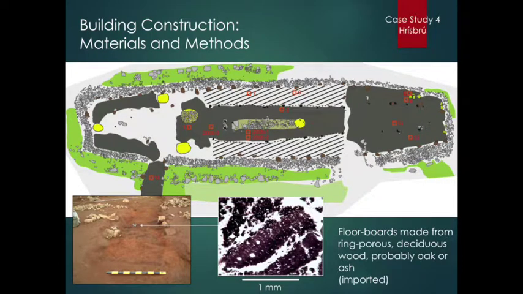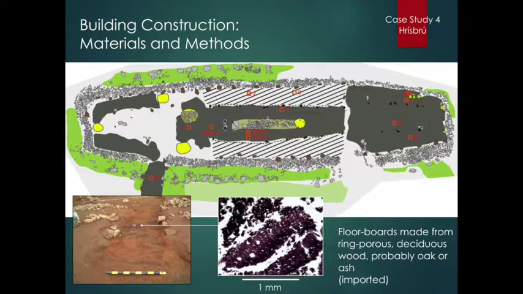And most of the thin section of wood was really too heavily decayed to identify, but there were areas where it was possible to say that there was ring porous wood, that's a deciduous wood, probably oak or ash, which is not native to the country. And most of the building wood used in Iceland came from driftwood, which is all coniferous.